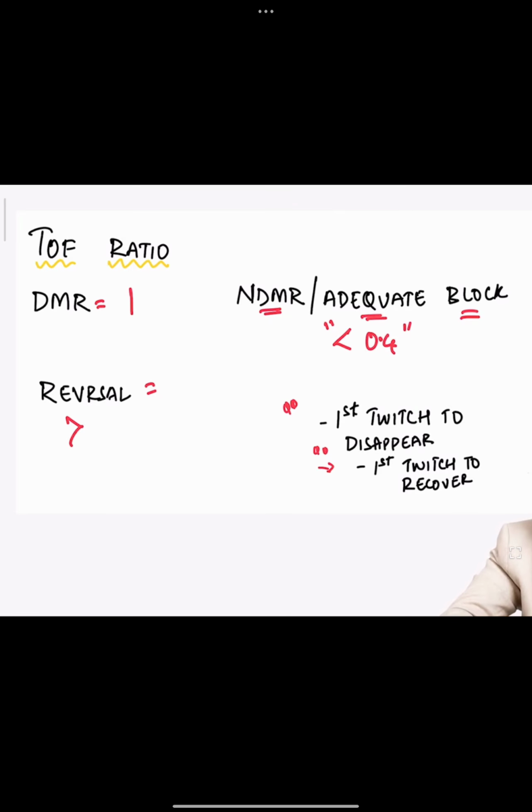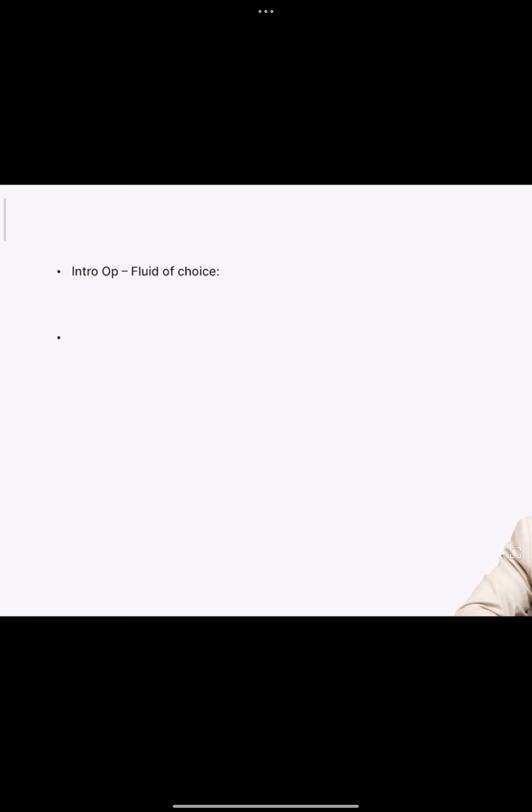If you want to reverse the patient from the muscle relaxant effect, what should be the train of four ratio? It should be more than 0.9. Then only you can reverse. Now guys, what is the first twitch to disappear? The first twitch to disappear is always the fourth twitch, and the first twitch to reappear is always the first twitch. First twitch will come, then second, then third, then fourth. So this is regarding the train of four ratio.